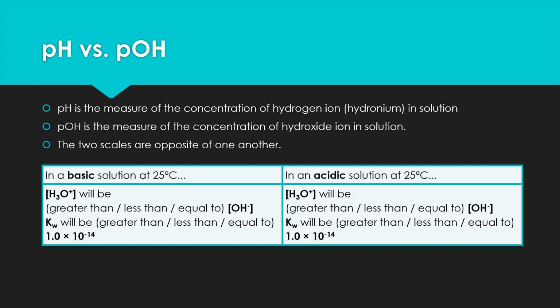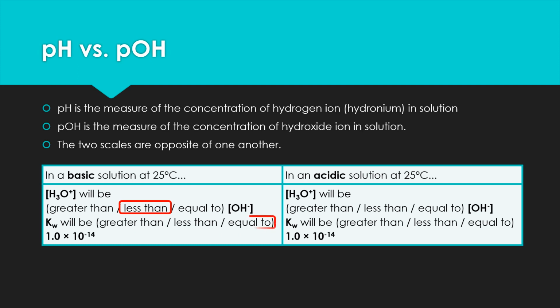All right, so pH is the measure of the concentration of hydrogen ion, hydronium, in solution, as a reminder, and pOH is that measure of the concentration of hydroxide ion in solution. And those two scales are opposite of one another. So if we're at 25 degrees Celsius, a basic solution would have a hydronium ion concentration that is less than the hydroxide. So if hydronium is less than hydroxide, then it's more basic. Remember, when they're equal, they're neutral. So if we have more hydroxide, we're going to have a more basic solution.